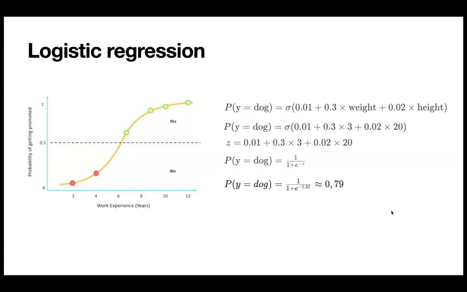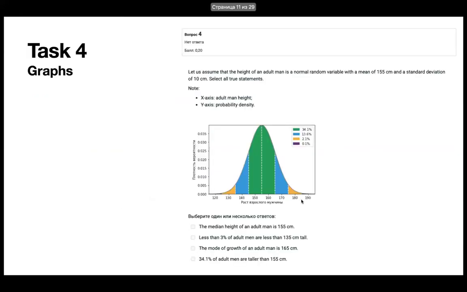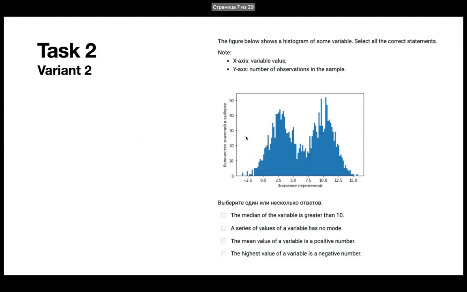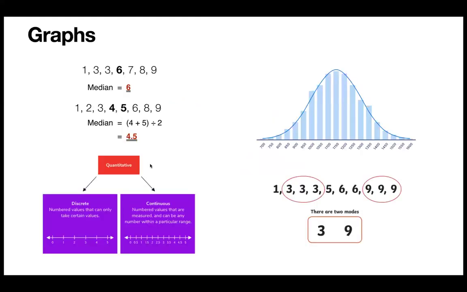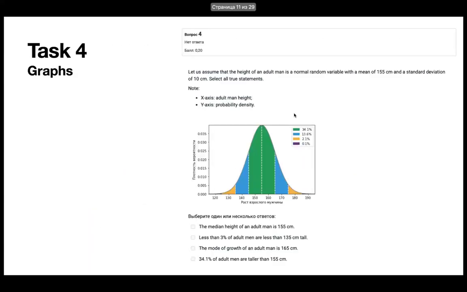So I guess we can step into the new task. Here we have the same information we need, like in task 2. About median, about continuous and discrete variables, about mode, about distributions. I'll give you a bit of time to read it.